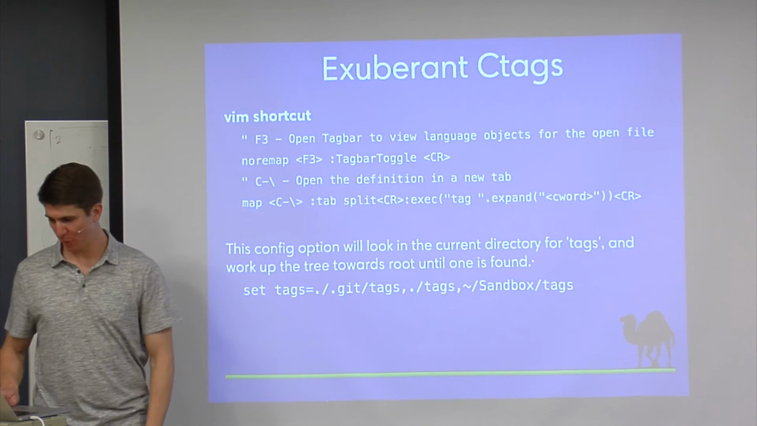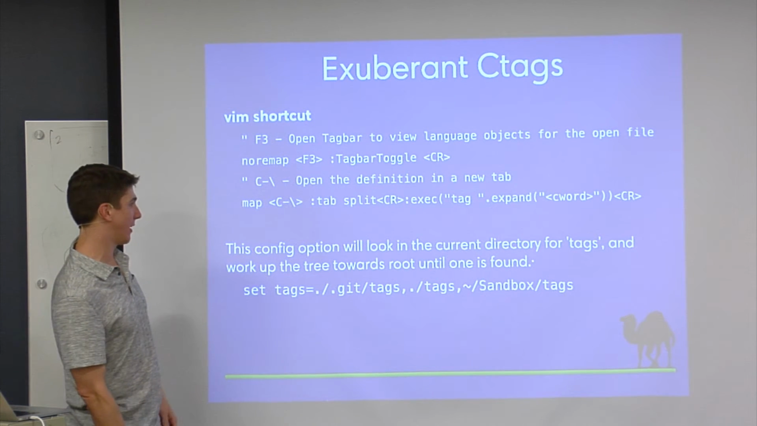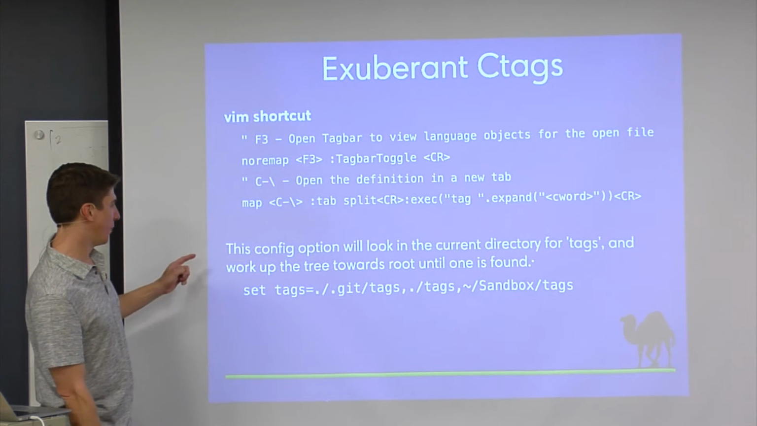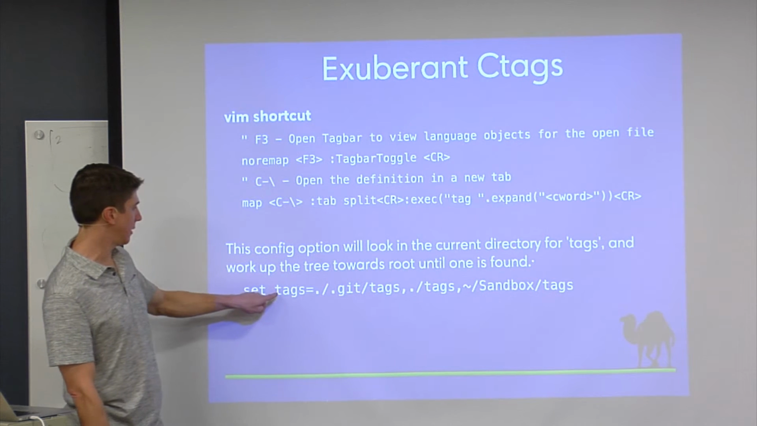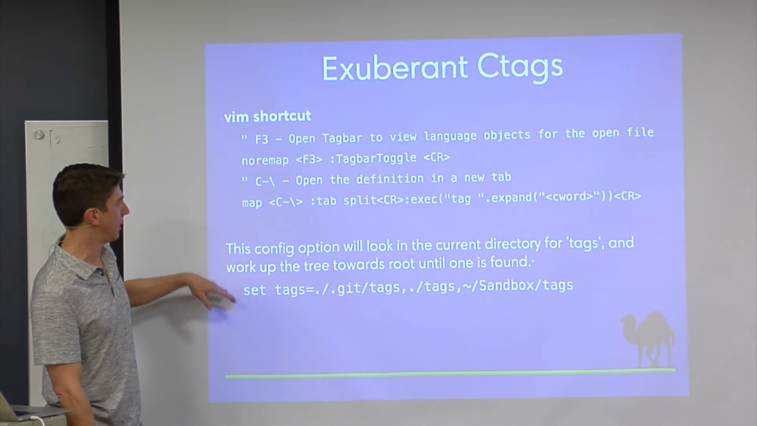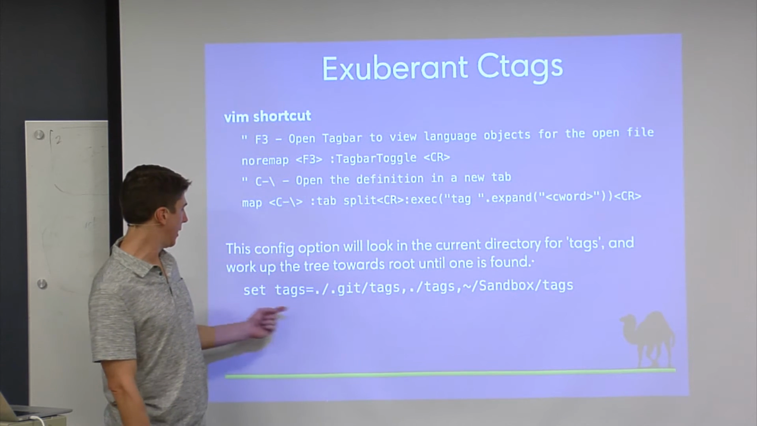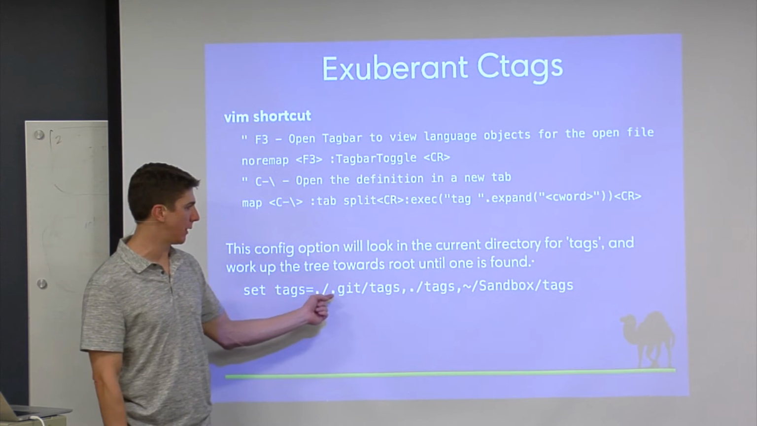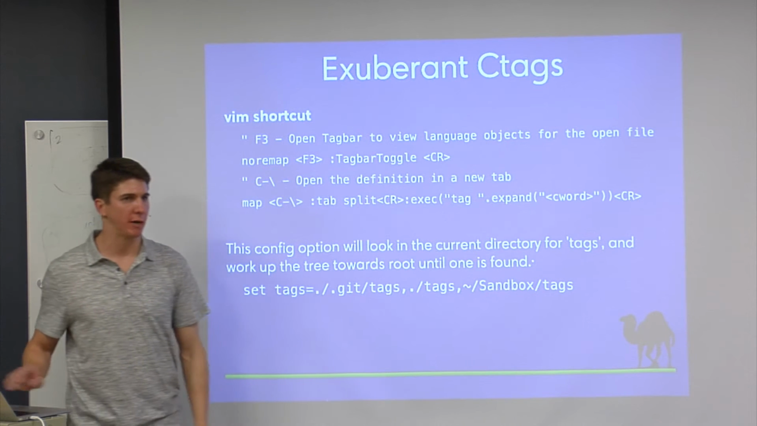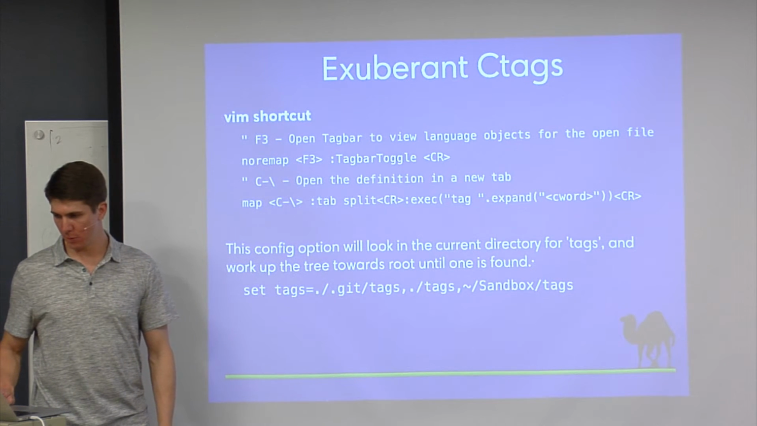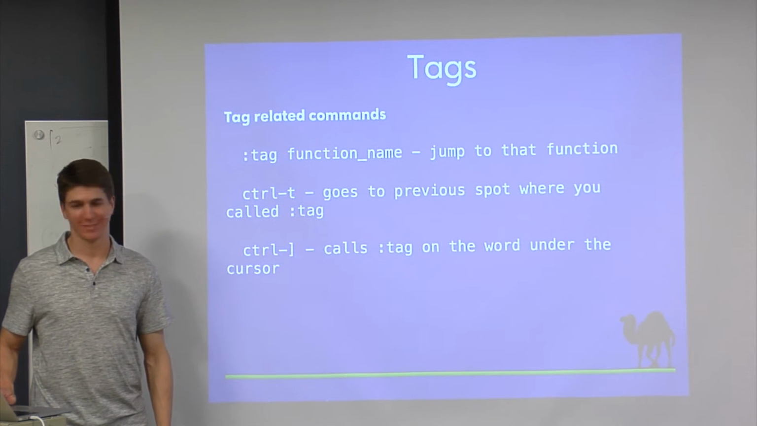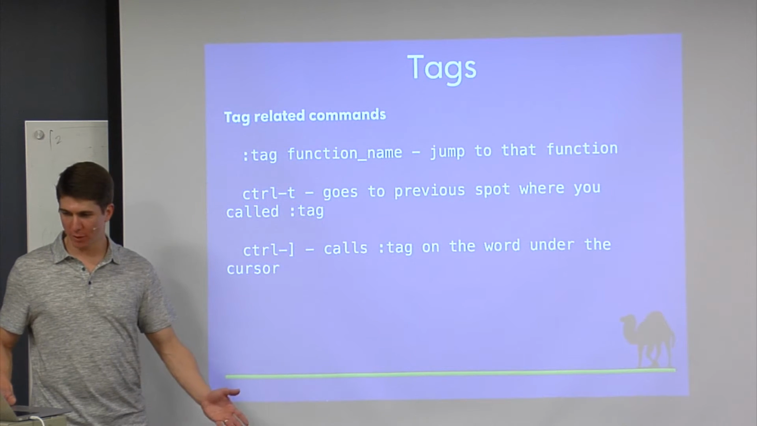For the sake of time, I'm going to skip a couple more things here because I've got a lot of content to go through. When you create your tags, you're going to need this if you implement all this, because in your vimrc, it needs to know where to look for tags. This is how you do it: set tags equals, and then a comma delimited list of all the places your tag files can be. Any questions? Cool.